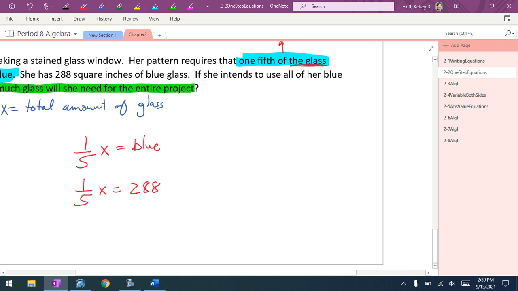No, that's a great question. If you wrote 288 equals 1/5 x, same or different? They're the same. What property is that? Symmetric. Yep, symmetric. They can swap sides. They mean the same exact thing.